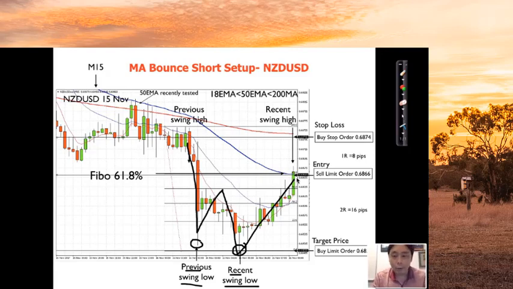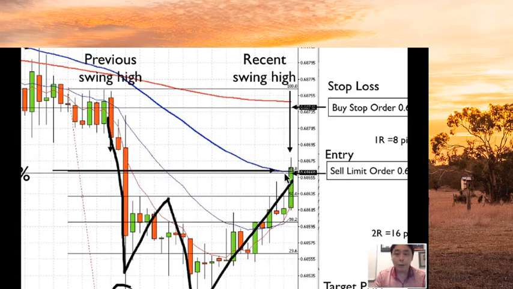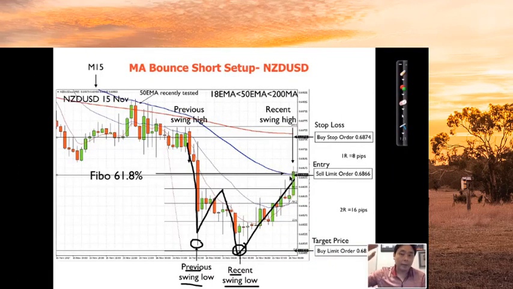Recent swing high would be here, where we intend to enter our trade at the 50 EMA. So that's a recent swing high, okay? And the previous swing high is here, right? That's the previous swing high. Recent swing high below previous swing high. Recent swing low below previous swing low. So lower highs, lower lows. Clear downtrend wave pattern. We are confident that it will go down.